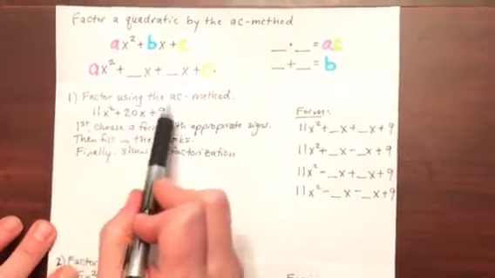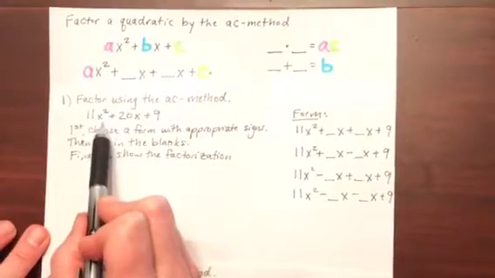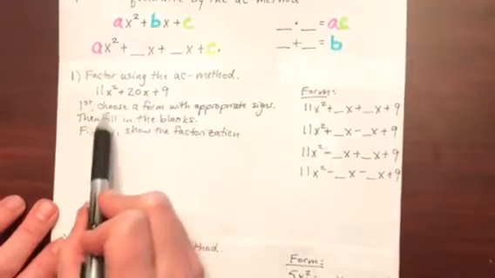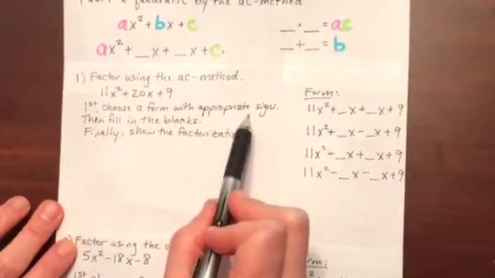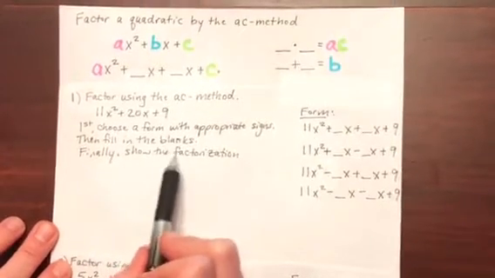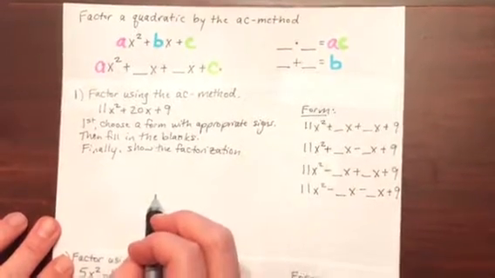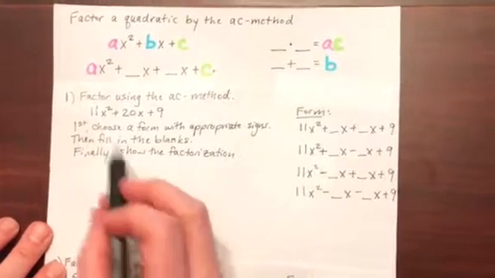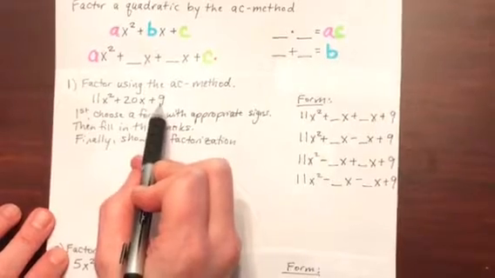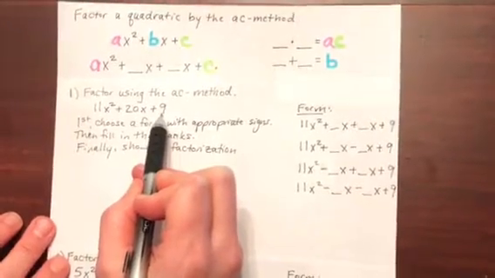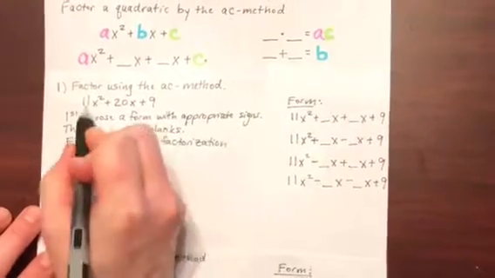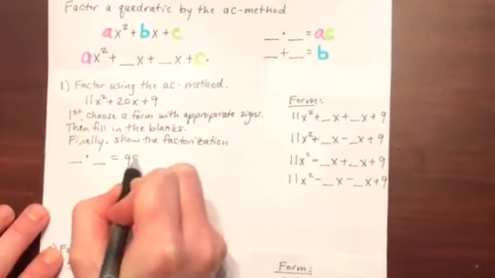Number 1 says factor using the AC method, 11x squared plus 20x plus 9. First, choose a form with appropriate signs. The choices are here. Then fill in the blanks. Finally, show the factorization. All right, and so let's take a look. Because the product 11 times 9 will be positive, so that'll be 99. We're looking for two numbers whose product is 11 times 9, or 99.